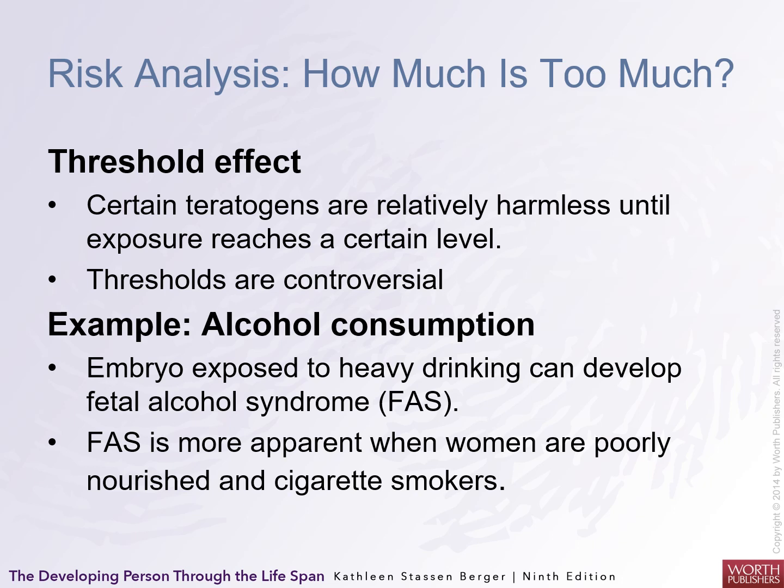And of course, it all boils down to the question of how much is too much. There is a threshold effect. Certain teratogens are relatively harmless unless exposure reaches a certain level. So if you were around someone who's smoking a cigarette, the smoke might be, of course, cumulative, might be bad, but in one episode may not be all that bad. And another example would be alcohol consumption. This is one that goes back and forth over the years. It's something that's totally under the control of the mother, whether or not she drinks or she's around people that drink.